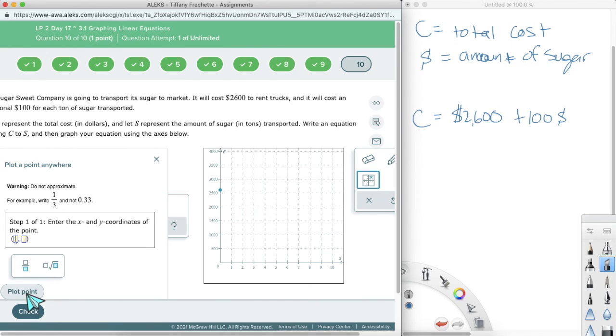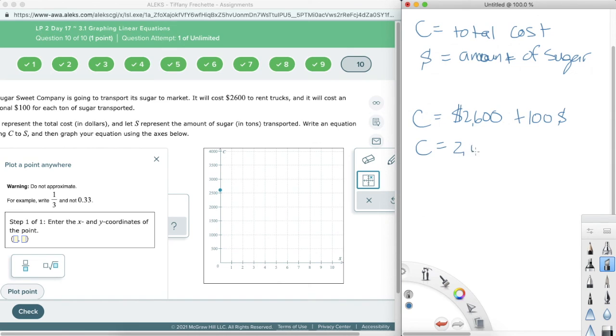So the next one, I want to see how much it is going to be for the next one, because I need at least 2 points here. So I can go C equals 2,600, and they're not telling me what to plug in. I'm going to choose what to plug in to find my next point here. So I'm just going to go ahead and go with 1 ton of sugar. So this is going to be 100 times 1, which is 100. And I'm just going to add that to my no matter what cost here of the $2,600. So that's going to be 2,700.